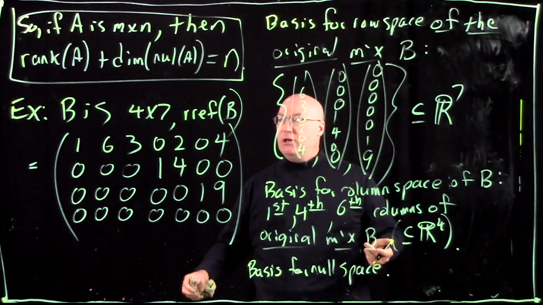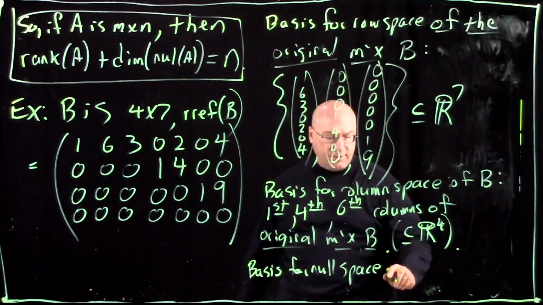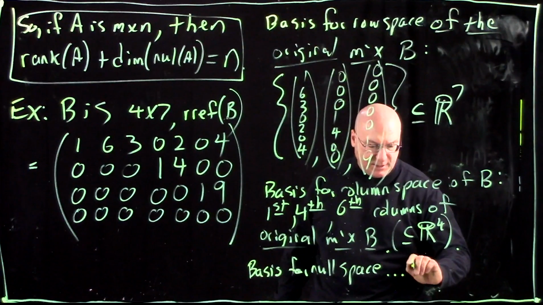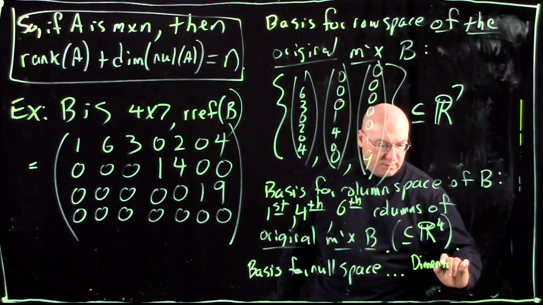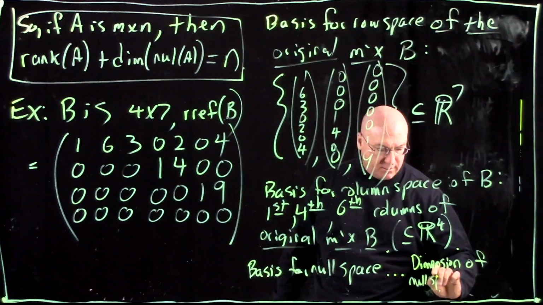Basis for a null space, I don't think I'm going to do it, but I'm just going to say right now I can tell you dot, dot, dot. You can go through and get it. What's the dimension of the null space? We should be able to get that real easily.